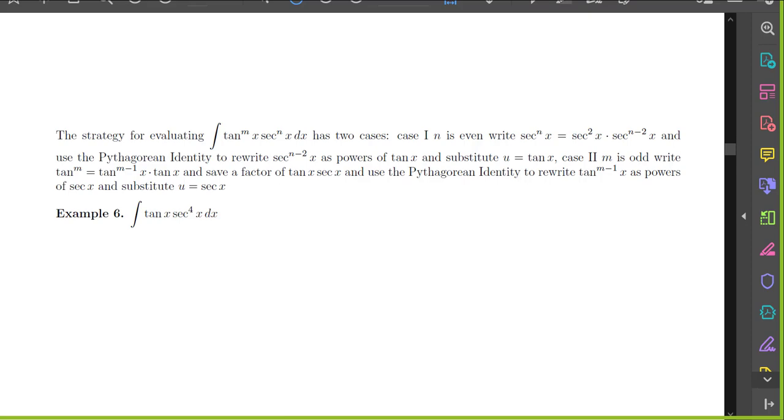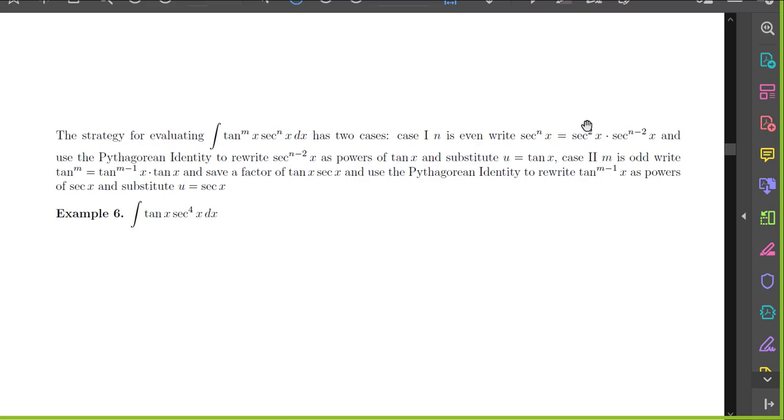Case 1, n is even. We rewrite secant^n as secant squared times secant^(n-2) x, and then use the Pythagorean identity to rewrite the secant^(n-2) as powers of tangent. And then we substitute u equals tangent, because then du, the derivative of tangent, is secant squared. And we've preserved a power of secant squared to substitute out.